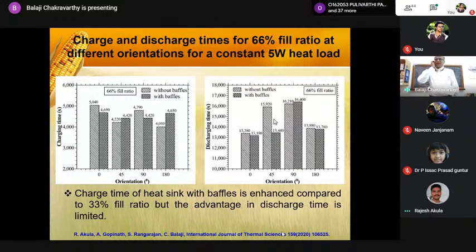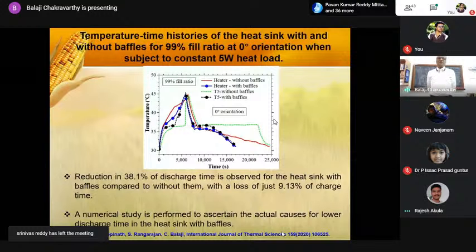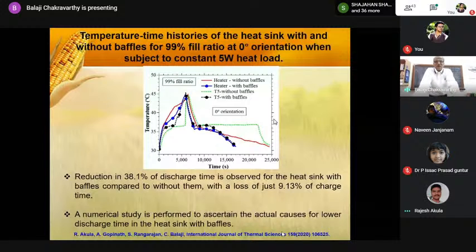So across orientations, the experiment is with and without baffles. For a 66% fill ratio, you can see these are the control variables. What are the control variables? Fill ratio, with and without baffle, and orientation. Now, this is the cycle of temperature for the 99% fill ratio. That means the heat sink is almost filled.